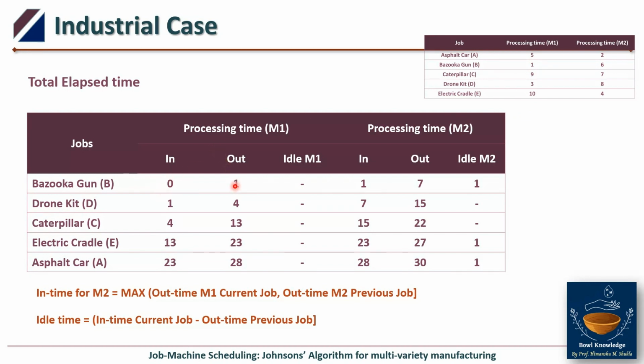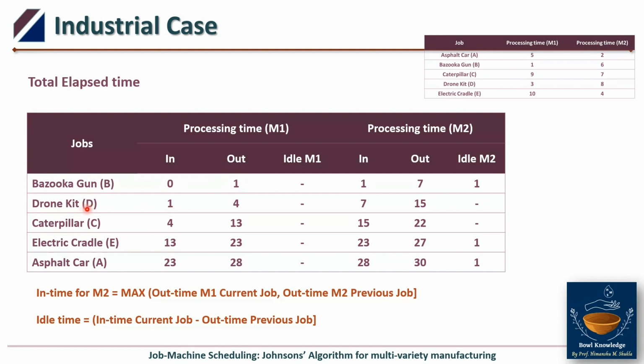Now for machine 1 it is simple. Out time of product B will be the in time of product D. I am talking about machine 1 only. Only concentrate on machine 1. So the starting time is 0. Starting time plus processing time is 1. So out time is 1. If the out time of product B is 1, then in time of product D is also 1.